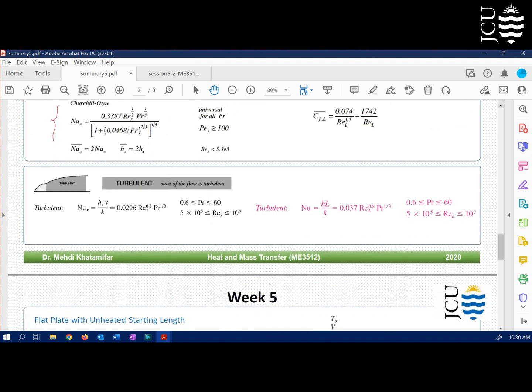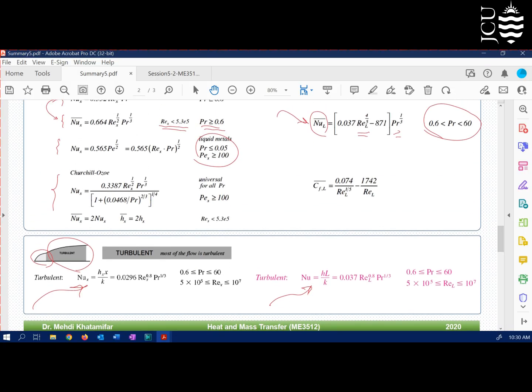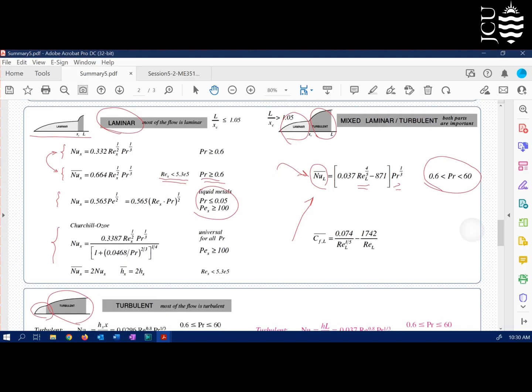And if the flow was mainly turbulent, basically the laminar flow portion is much, much smaller, you may use these equations. This is for local, this one is for average. You may ask how I should know if I'm going to use this one or this one. If you can see the laminar and turbulent portions are both major, you usually use this one, which is the mixed one. We have an effect of laminar portion that is large enough, and turbulent portion is large enough.